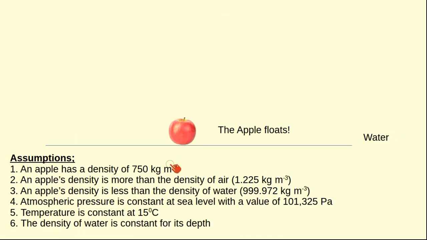So I said before, the apple has a density of 750 kilograms per meter cubed. It's more dense than air, because air is only 1.225, but it's much less dense than water, so the apple is going to float. It's really obvious. If you put a brick on the water, it sinks. If you put a massive ship weighing thousands of tons, it floats, because its relative density, it's got a massive hold. With air, its relative density is less than that of water.